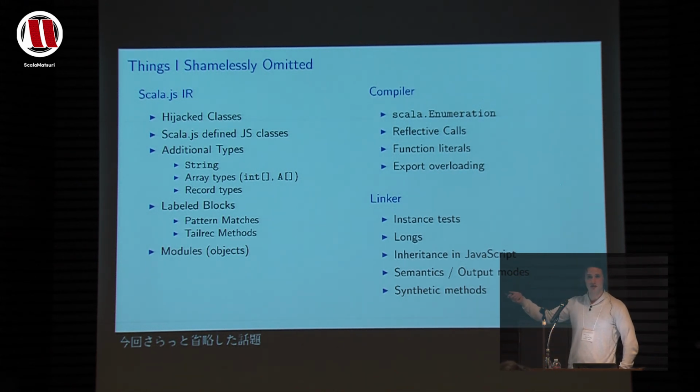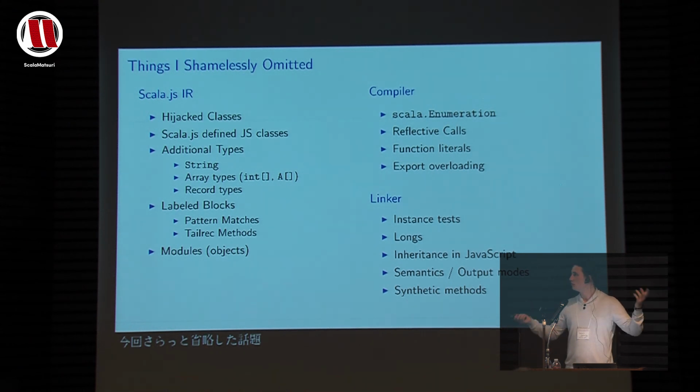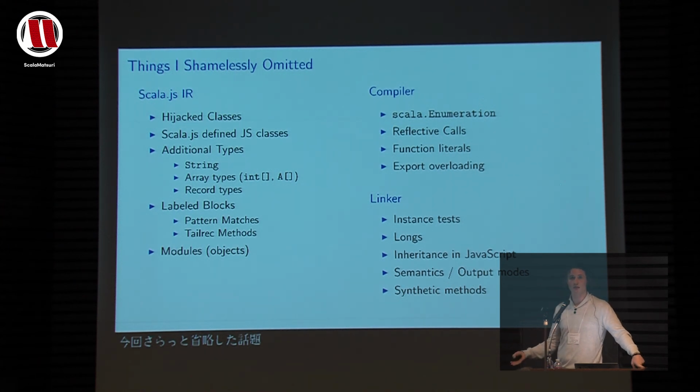As Scala.js defined JavaScript classes, they're essentially another class type so that the linker knows, hey, this class actually has JavaScript semantics, not Scala semantics, so you need to do a couple things differently. There's a couple of additional types in the intermediate representation, mostly to help strings. Array types are just like on the JVM. And the record types are helper types we use internally. They don't exist in serialized files.